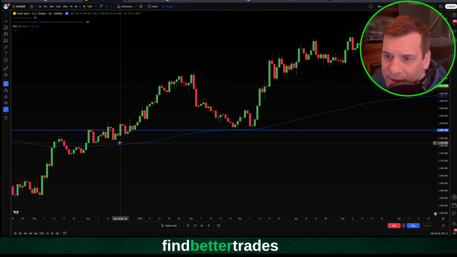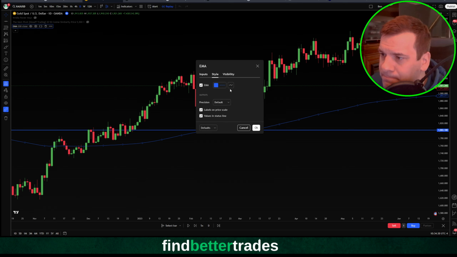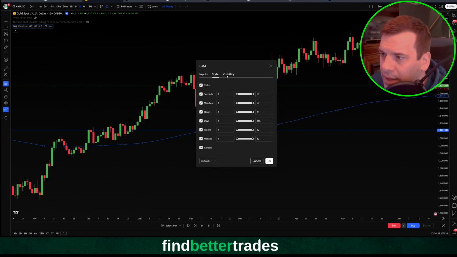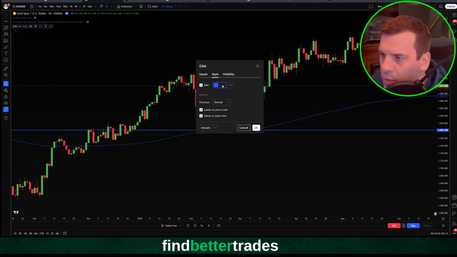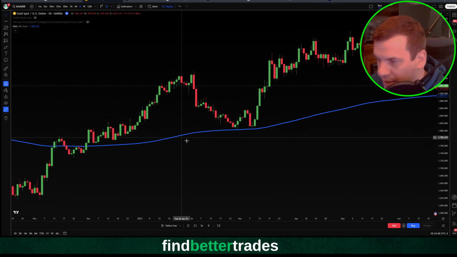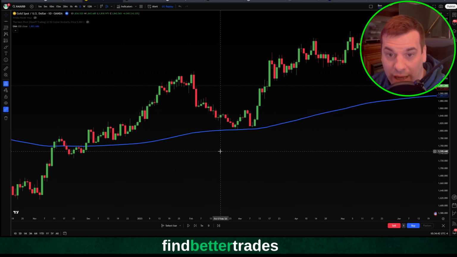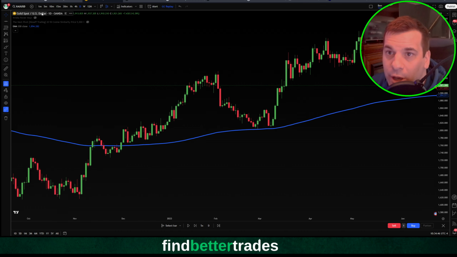And so you can see this is our moving average, and I can actually make it a little bit thicker. So we got the line there. So this blue line obviously is the EMA. And so here we go. We are on the daily.